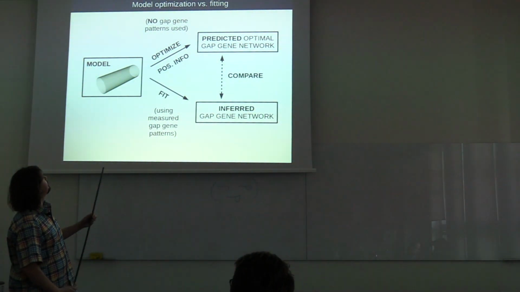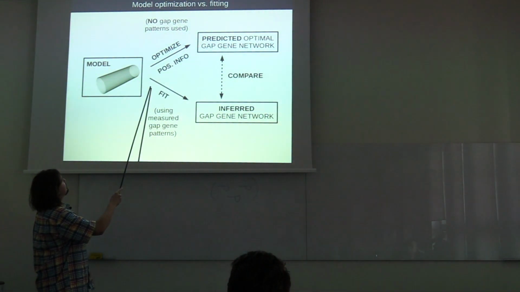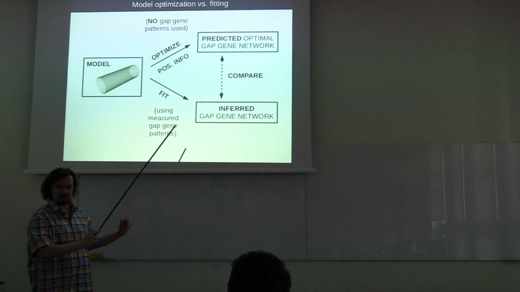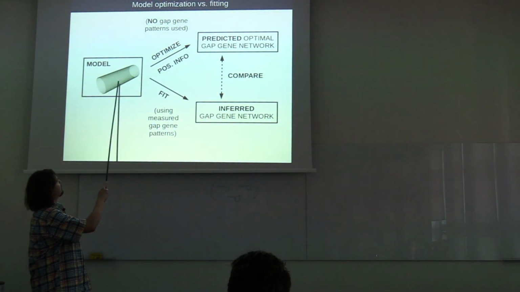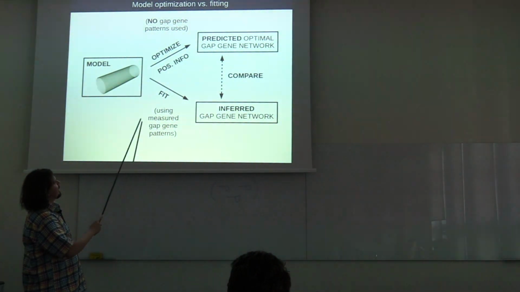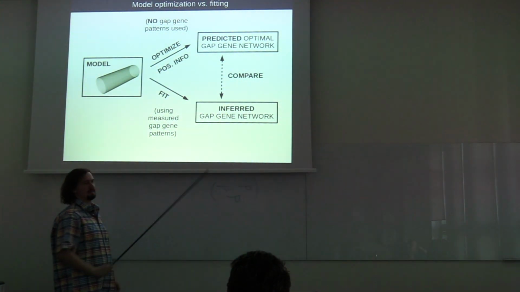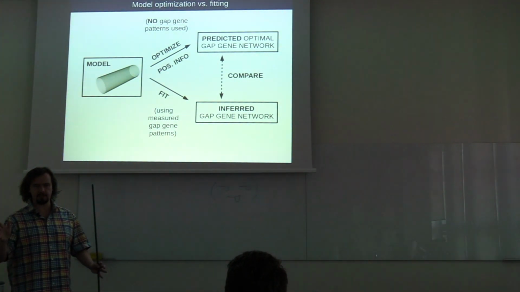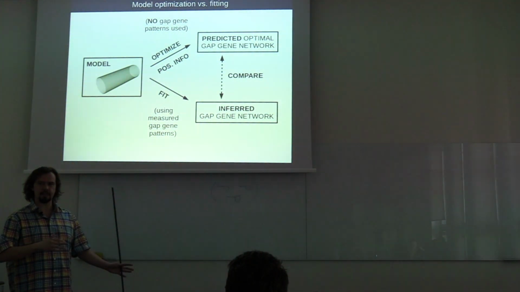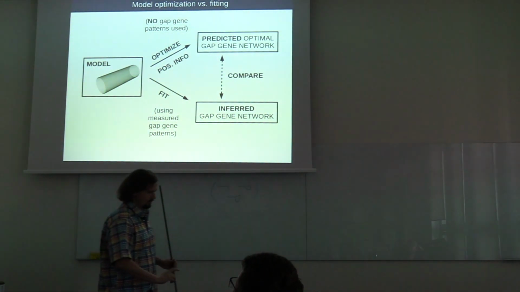So having this model, you could do two different things, right? The classical thing would be you just take the data, which we have from the lab of Thomas Gregor, and you could just fit this model using the measured gap gene patterns, and then you could infer one or many gap gene networks, sets of parameters, that match the data well. However, that's not what you want to do.